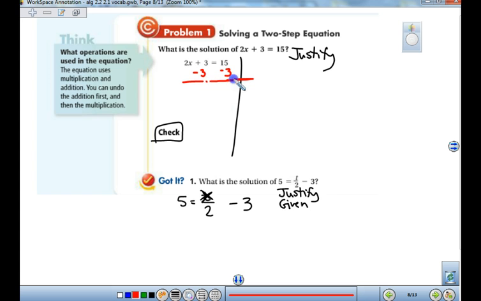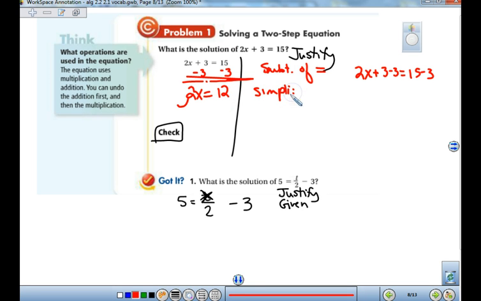Now, sometimes you're going to see it written this way, and this is still the subtraction property of equality. Other times you might see 2x plus 3 minus 3 is equal to 15 minus 3. I prefer to do it vertically right below the problem. I want to keep everything in order. Those of you that get things out of order, you have to make sure you start doing this in order. So we put down 2x is equal to 12. That is simply simplifying our problem. So our justification would be to simplify.